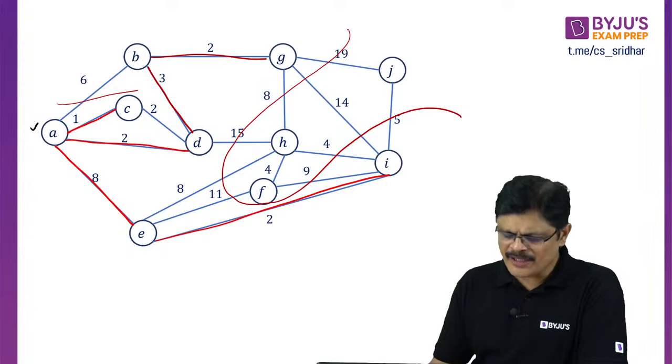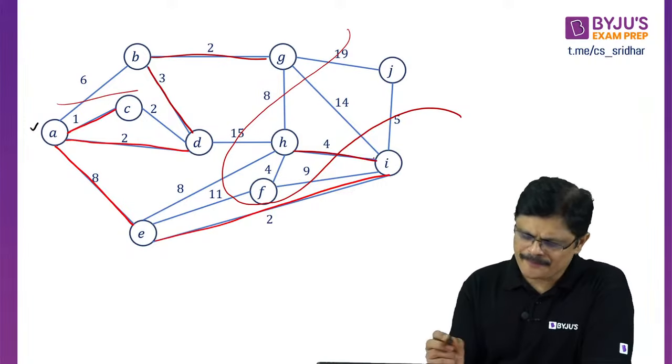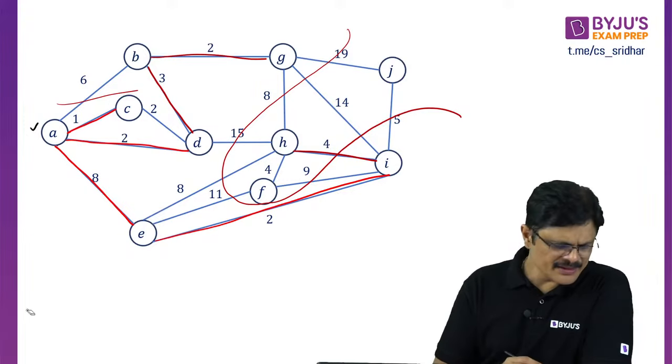F we have not yet collected. No, 9, 4. 4, I think. 4 is the least now. Select 4 and remove the cut.